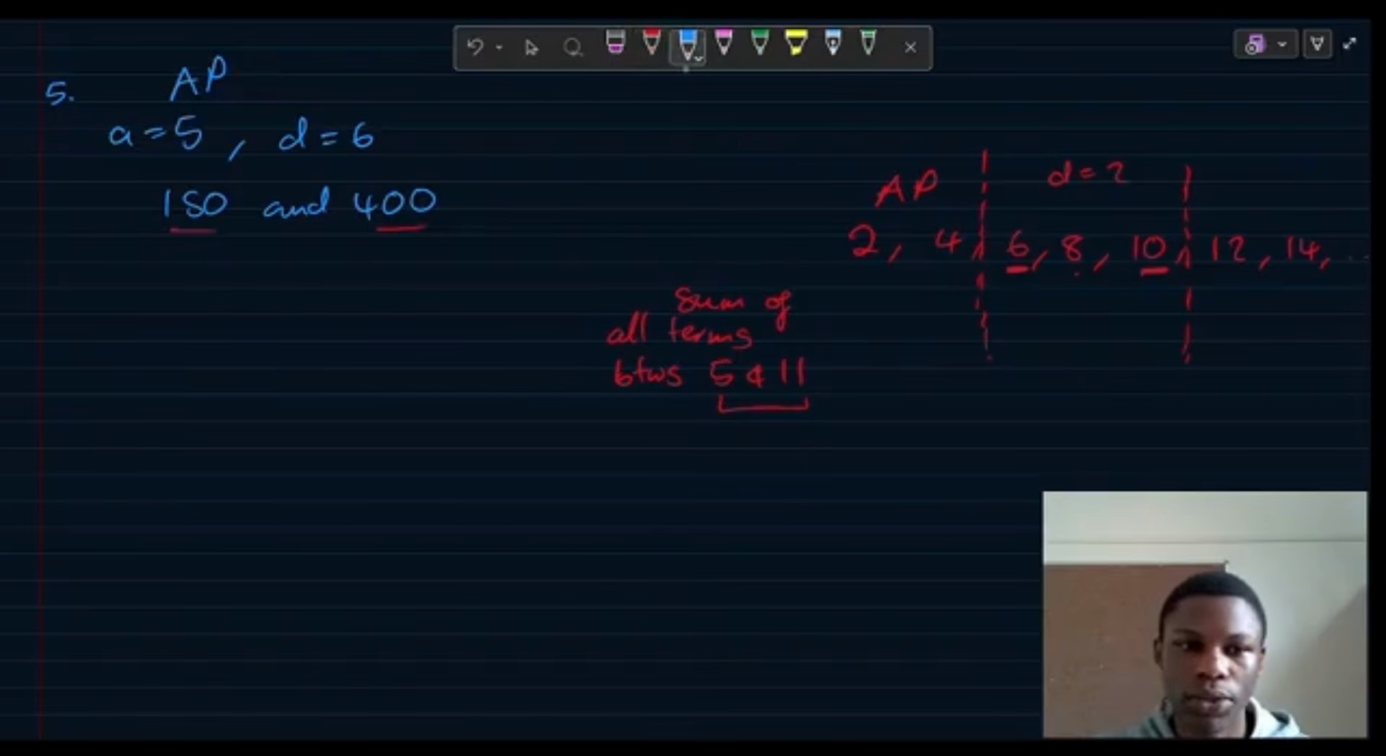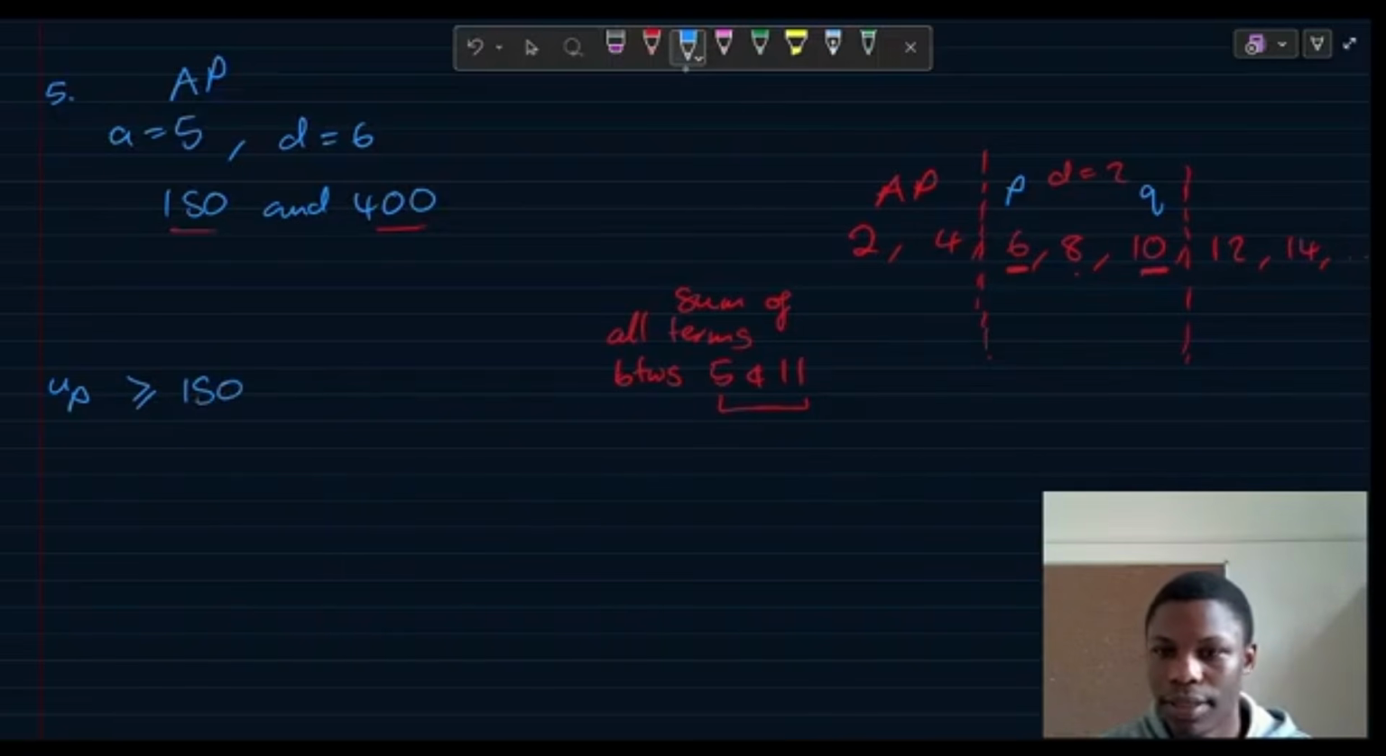So the way we can do that is to say, I'll call this first term that fits within our interval term number P, or the term in position P, and the last term, I'll put in position Q. So the first term that fits within this interval has to be at least 150, right?